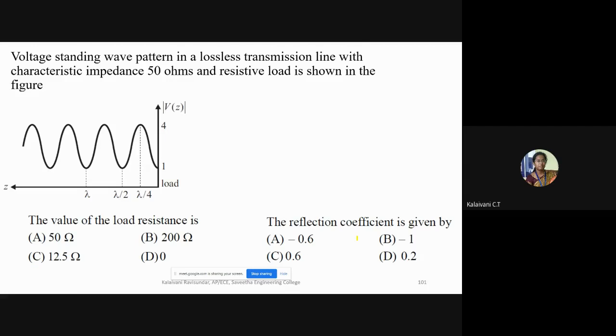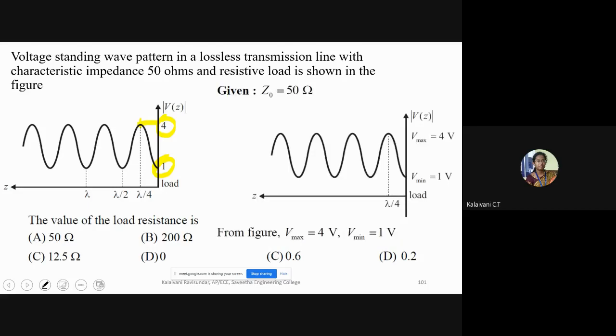What can you understand from the figure? What are the terms given here? They are given 4 and 1. What is this 4 and 1? The 4 corresponds to the maximum and the 1 corresponds to the minimum. So V max is equal to 4 volt and V minimum is equal to 1 volt. The distance between the maximum and minimum will be lambda by 4.